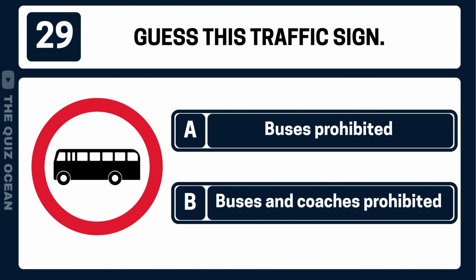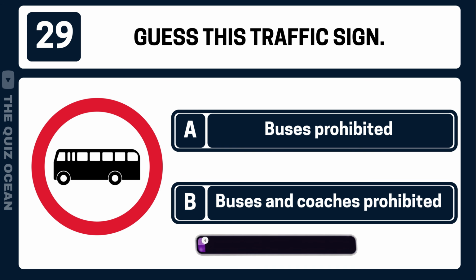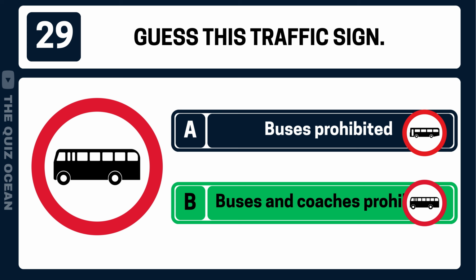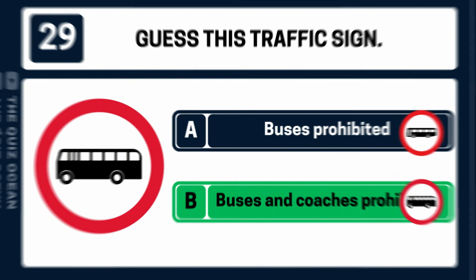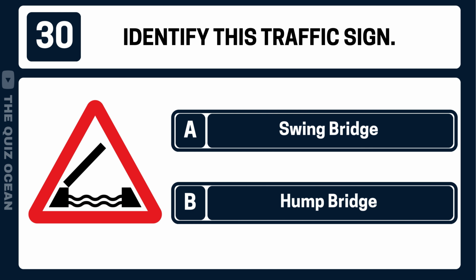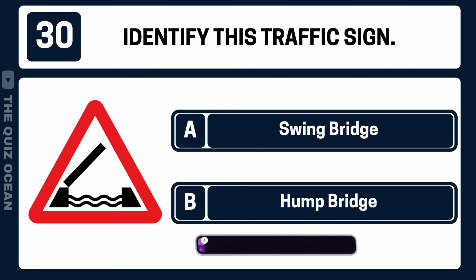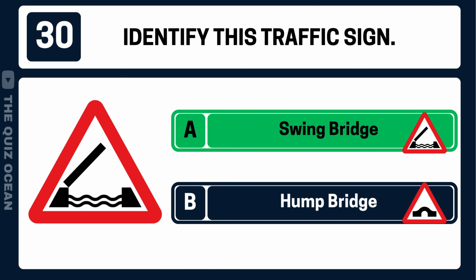Guess this traffic sign. A. Buses prohibited. B. Buses and coaches prohibited. Nicely done. This sign prohibits buses and coaches on this road. Identify this traffic sign. A. Swing bridge. B. Hump bridge. Well spotted. That is the swing bridge sign.